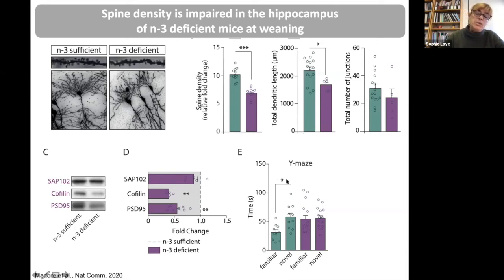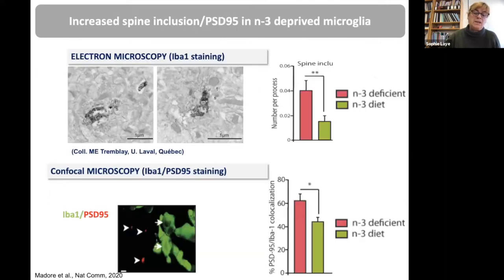When we measured spatial memory using a Y-maze test at weaning, we found some memory impairment, because animals that have been submitted to the deficient diet are not able to recognize the new arm that they are supposed to recognize, meaning that they have an impairment in spatial memory.